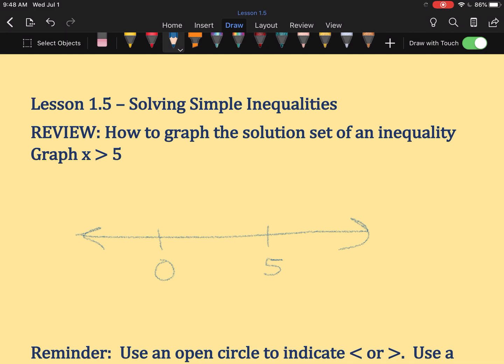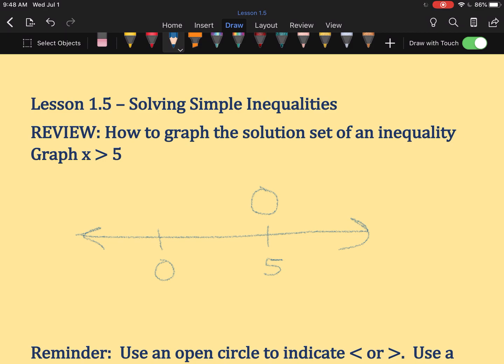Now, x is greater than 5, which means I want to show everything bigger than 5. Well, first I have to show that 5 is what I'm interested in, so I'm going to put a circle above 5. If this inequality were greater than or equal to, with the bar underneath of it, I would fill that circle in to show that 5 is allowed. This inequality doesn't say that. It says x has to be bigger than 5.